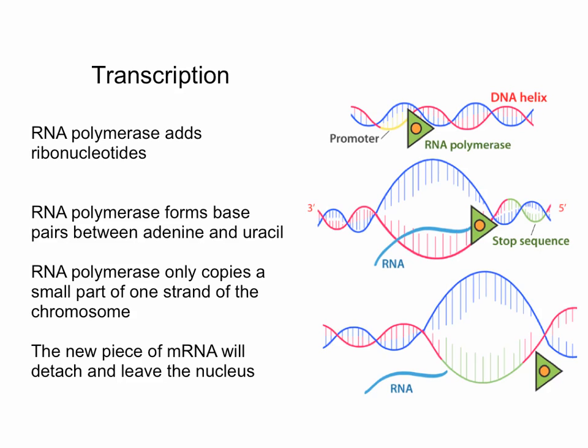Another difference is that RNA polymerase only copies a small part of one of the chromosomes instead of the whole thing. When it's finished, the new piece of mRNA will detach, it leaves the nucleus, and then after transcription is through, the DNA strands just reform their H bonds that were separated by RNA polymerase.